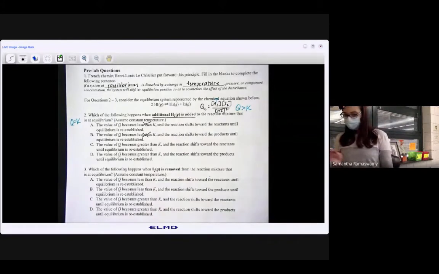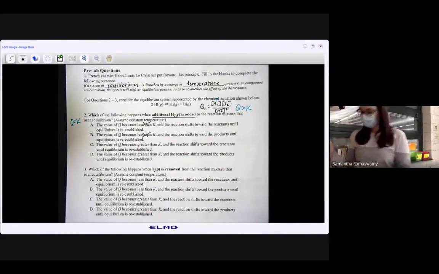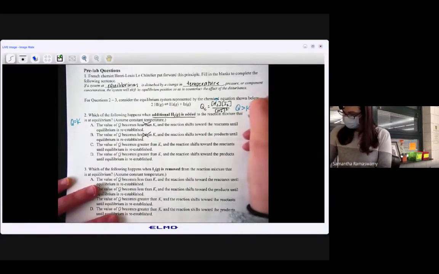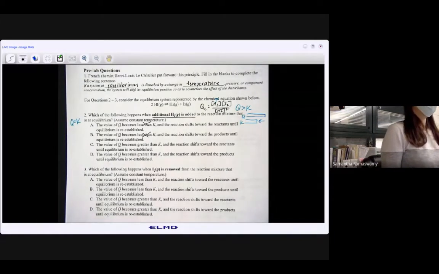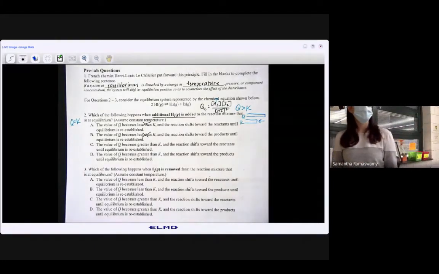Now, let's think about what it means for Q to be greater than K. Here's Q, here's K. Remember that the arrow points in the direction of what we need to make more of. It points toward the reactants. We need to make more reactants.